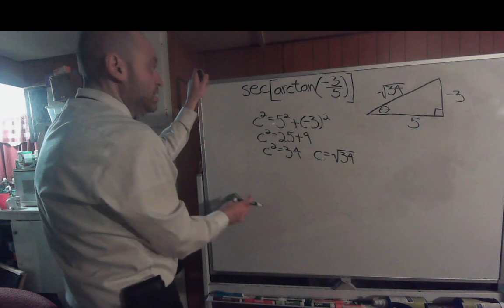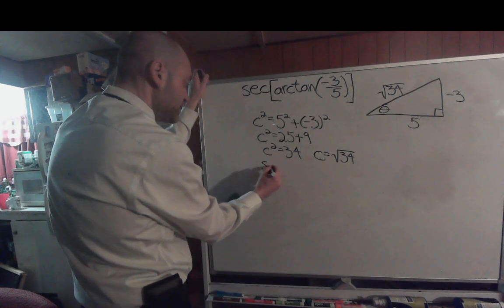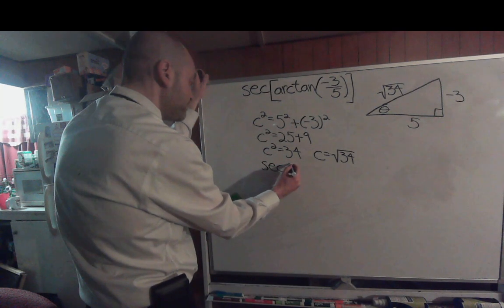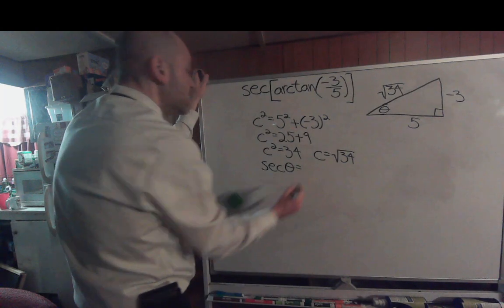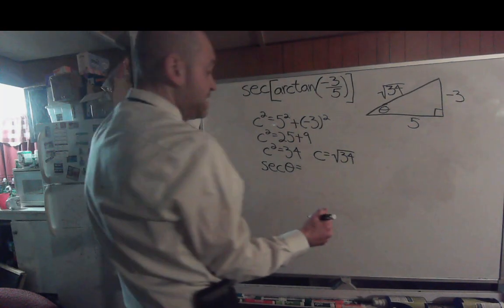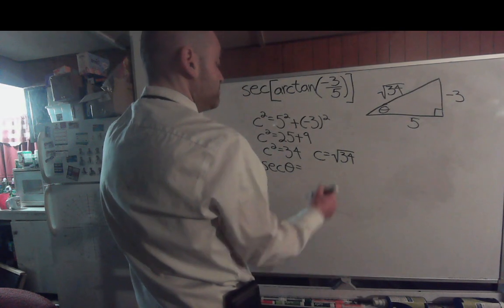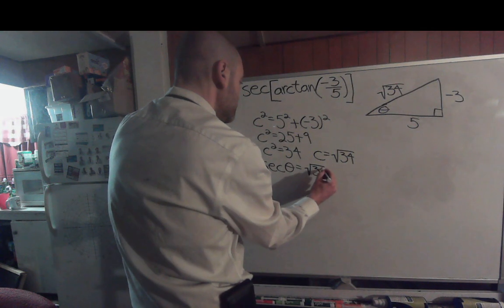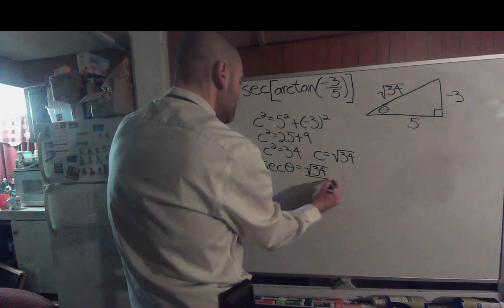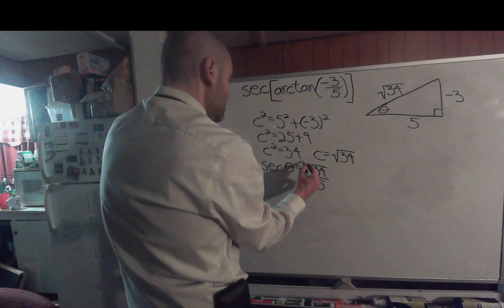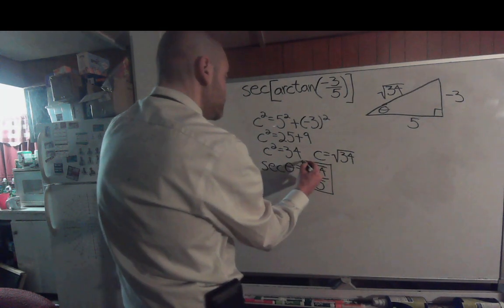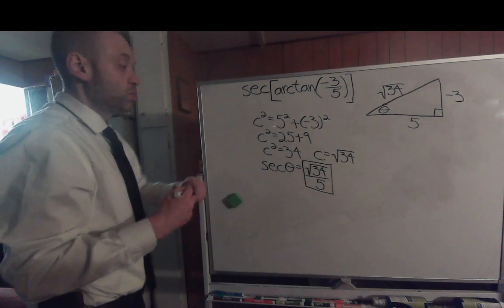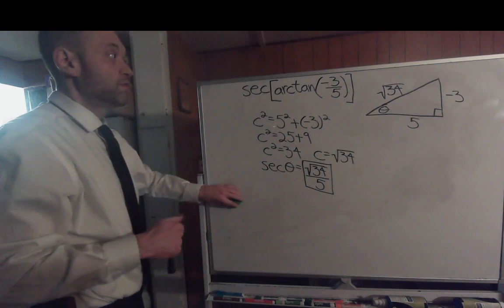Alright, so this would just turn into the secant of theta, which would then end up, of course, giving you the square root of 34 over 5. So your secant should end up then being the square root of 34 all over 5.